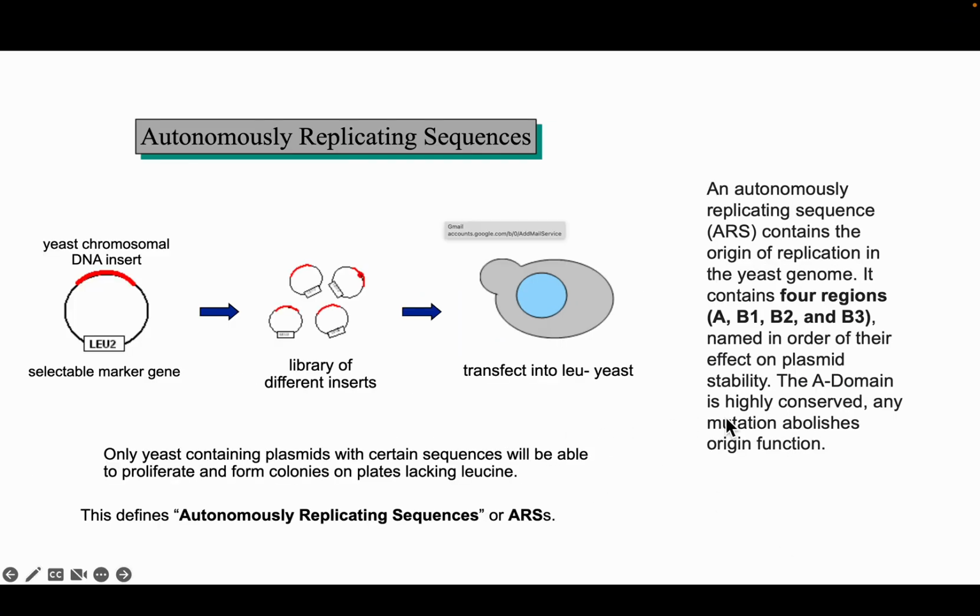So it contains 4 regions A, B1, B2, B3 named in order of their effect on plasmid stability. So the answer, which is the correct answer? ARS is the correct answer.